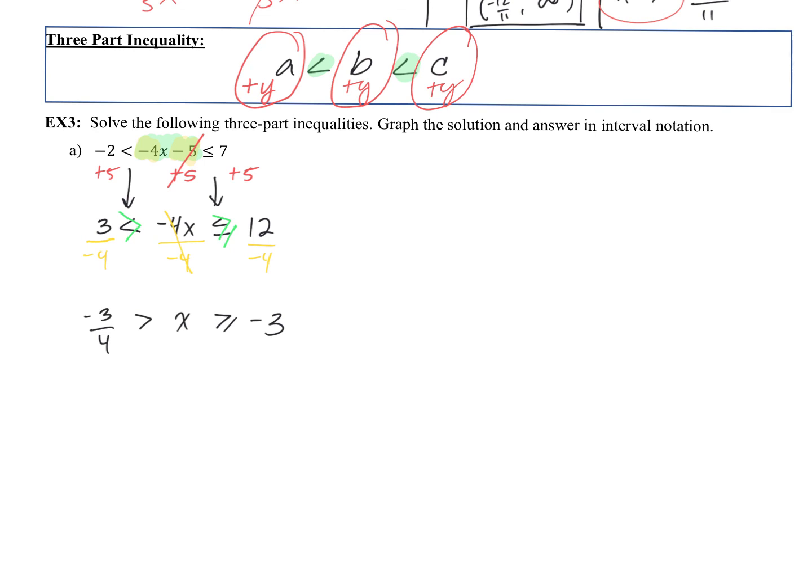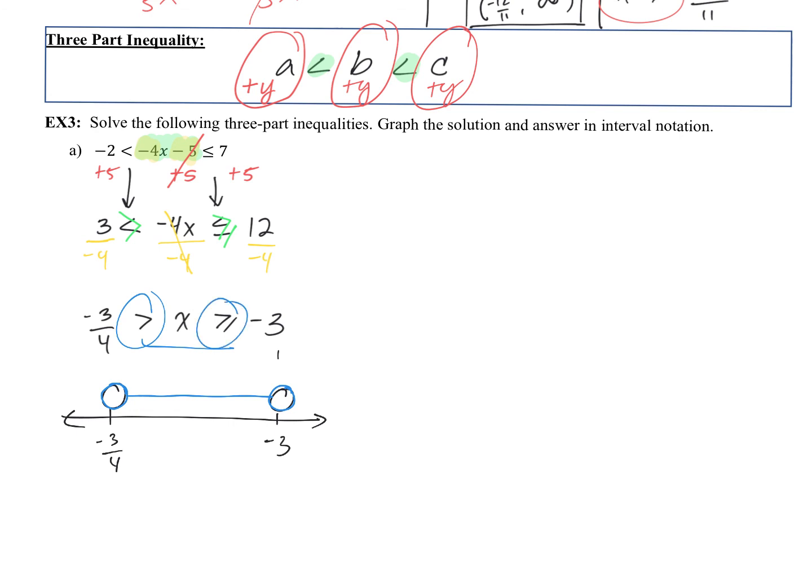Alright, so let's go ahead and graph our answer. Easiest thing that I like to do is graph it right below, because we can see this is our endpoint here, negative 3 over 4, and our endpoint here, negative 3. I like to use the bubble method, so I'll go ahead and plop in my bubbles, and our x is in between. The question is, do I fill in my bubbles or do I leave them empty? Well, for this one here, I don't fill it in, but for this one, I do. Let's go ahead and fill that in.